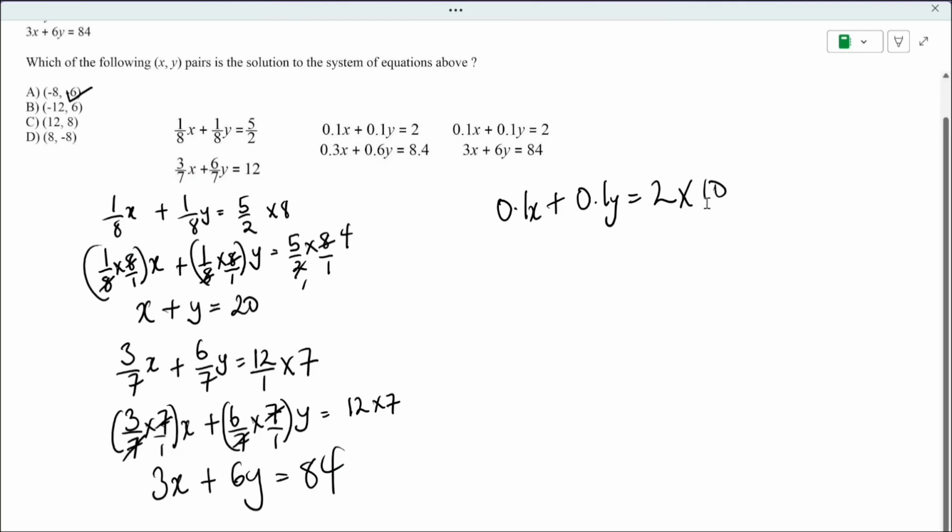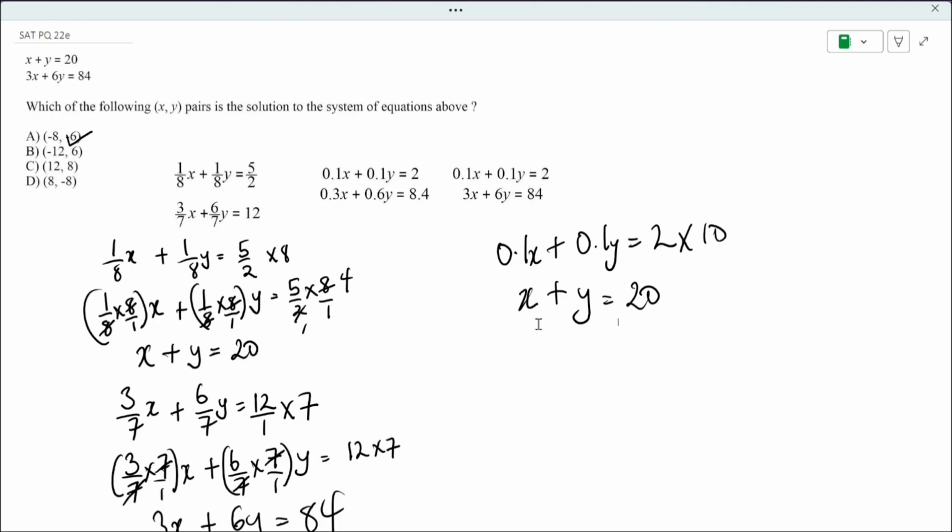And you have to multiply the 10 by each of them. So you can just simply do 0.1 times 10 would give you 1. That you'll be left with 1x plus 10 times 0.1 would give you 1. So you have 1y. You can write y equals 2 times 10, that's 20. You can see you have your first equation back, which is x plus y equals 20. We go to the second equation, which is 0.3x plus 0.6y equals 8.4.